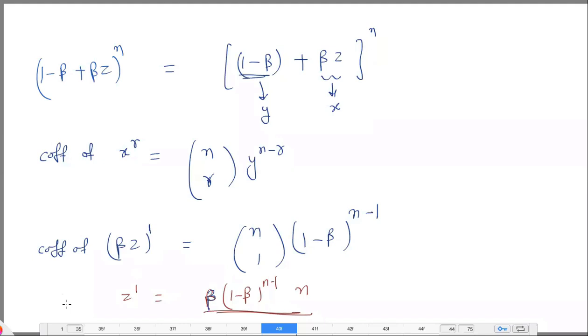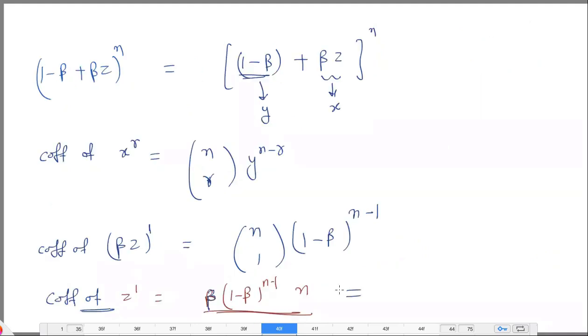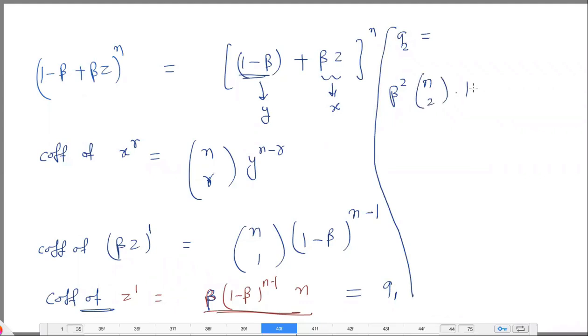So basically, this is the coefficient of z power 1 from here, and that should be equal to q1, which is the coefficient of z power 1 from there. Similarly, let's find q2. Q2 will be the coefficient of z power 2 here. This will be beta square into nC2 into (1 minus beta) power n minus 2, right? Like that I will be having.